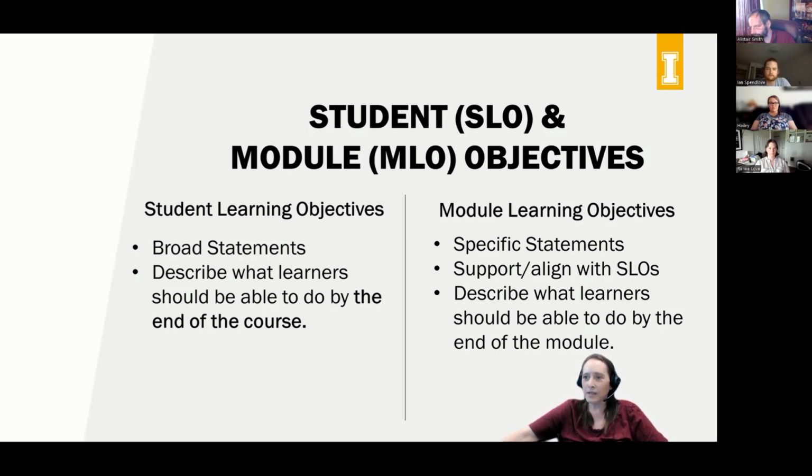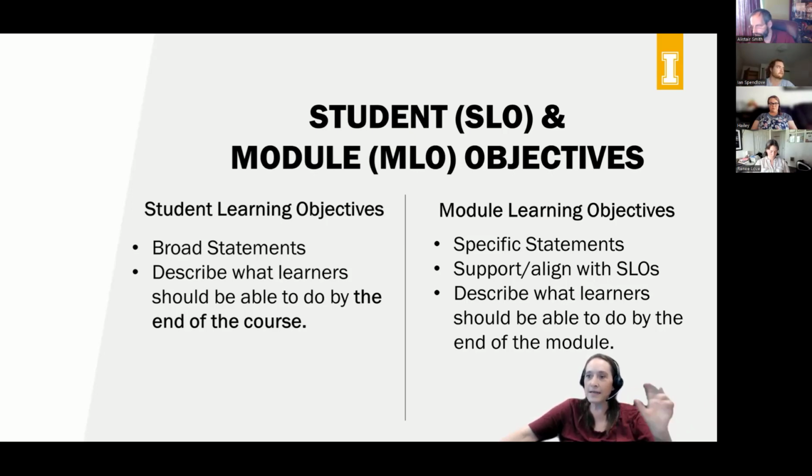Now, our module learning objectives, like Alistair was talking about, are very specific statements, and they align with the module at the module level. They support and align with the SLOs. So they're very specific, whereas the student learning objectives are broad. You'll see on the module pages I've got the SLOs first. These are the course level objectives that this module reaches. And it's not going to be all of them. It may just be one or two, a few, or just one.